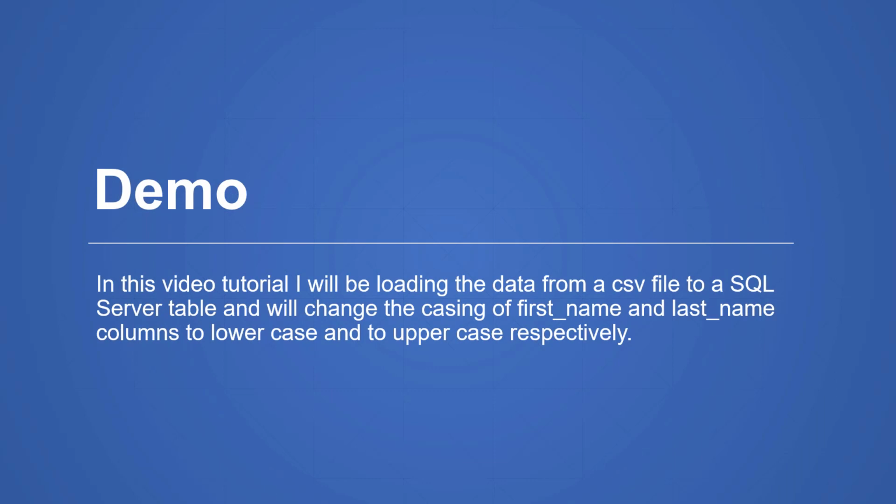In this video tutorial, I will be loading data from a CSV file to a SQL Server table, and then we will change the casing of the first name and last name columns to lowercase and uppercase respectively. So let's start the demo.